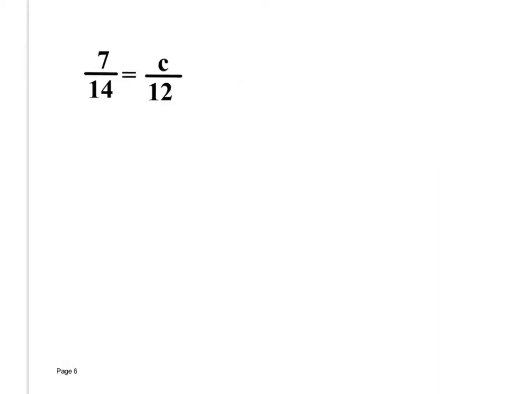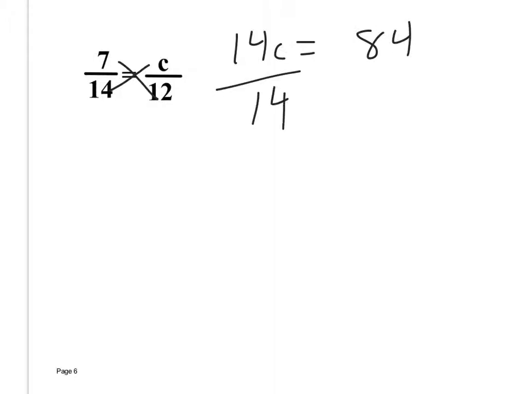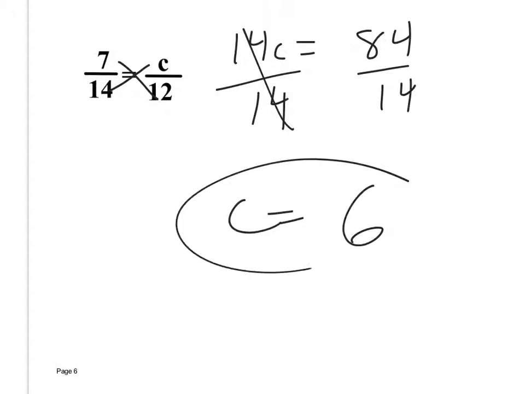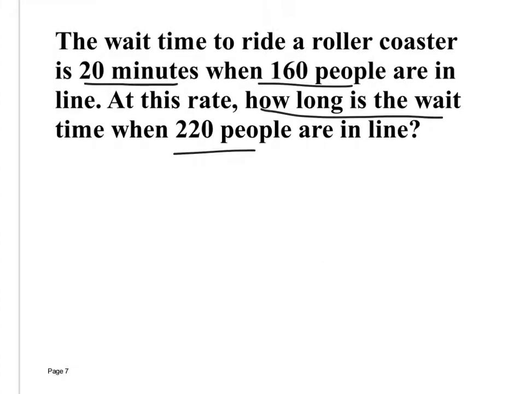What we do is we cross multiply. We try to solve for C. So I take 14 times C, and I take 7 times 12, that's 84. Divide by 14. C is equal to what? 6. 6.